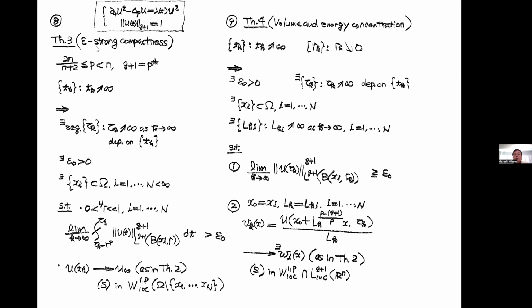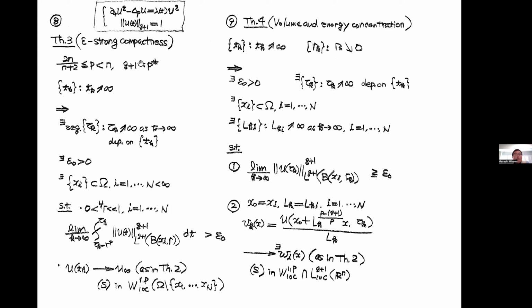And next, I want to state the volume and energy concentration at the finite n points xi. So Tk is the same as before. Tk is a time sequence diverging to infinity. The Rk is a sequence of radii decreasing to 0. Then we have a positive number epsilon 0.